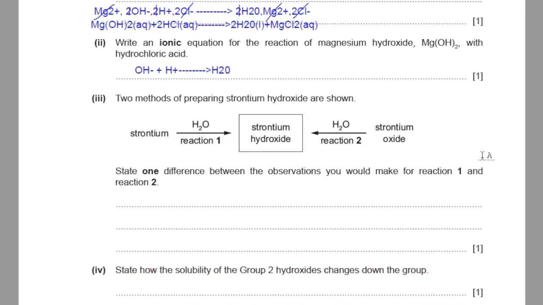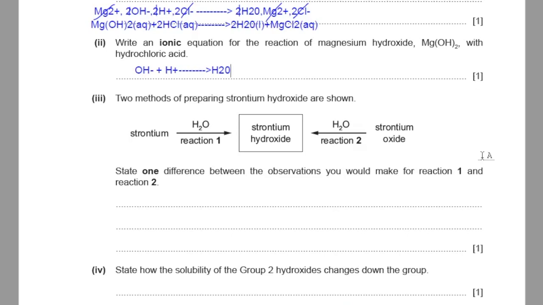Part 3, 2 methods of preparing strontium hydroxide are shown. Okay, so reaction 1 is strontium reacting with water and reaction 2 is strontium oxide reacting with water. They both are giving the same products. State 1 difference between the observations you would make for reaction 1 and reaction 2.